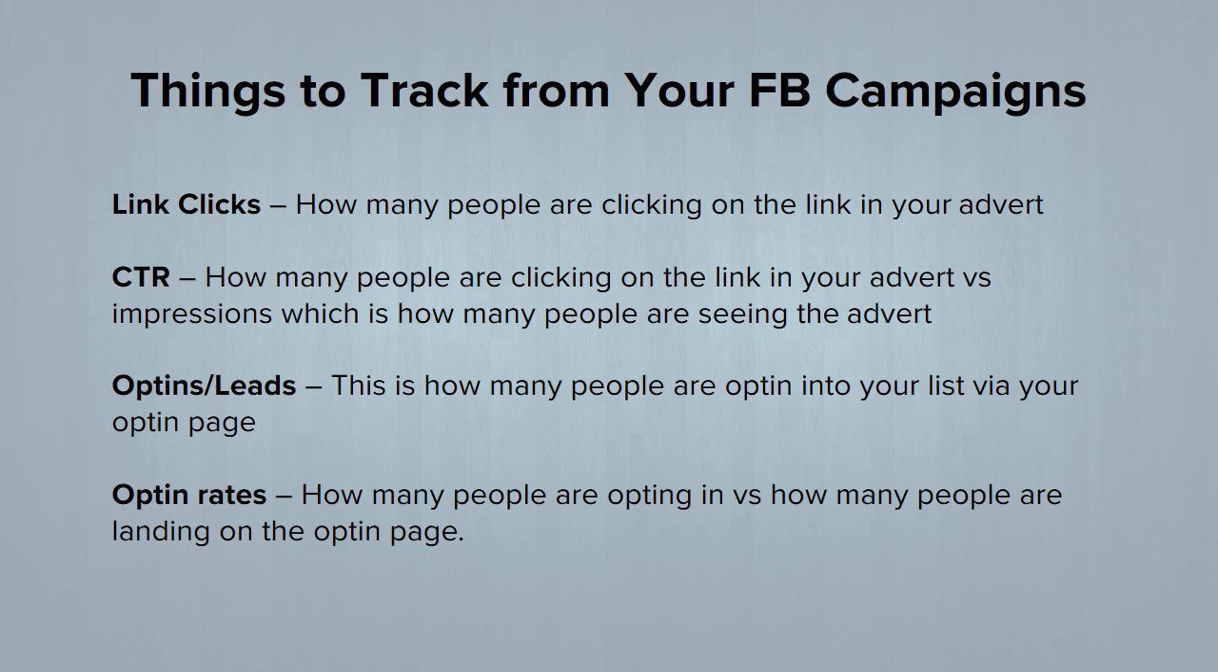the advert is getting. Then the number of opt-ins and leads that you are getting via your opt-in page, and of course the opt-in rate, which is how many people are opting in versus how many people are landing on your opt-in page. These are the things you want to track from your Facebook campaign to know if the campaign is working or not. Then you also have to synchronize these things with the sales you are getting.